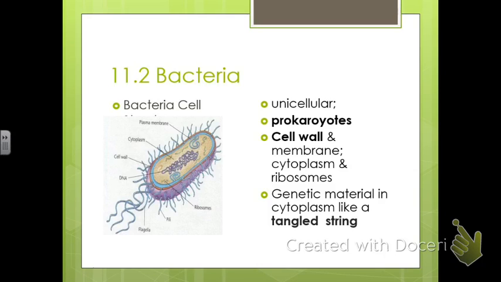Now, they are all unicellular. They are all prokaryotic because if you can see from the picture, they do not have their DNA, their genetic material bound in a nucleus. It is just floating in the cytoplasm like a tangled string. They do have a cell wall like a plant, plus a cell membrane, and they have some ribosomes. So they don't have as many organelles. They're not as complex a cell as, say, your skin cells, your heart cells. They're not as complex. And the oldest fossils on the earth are bacteria. So they've been around a long time.